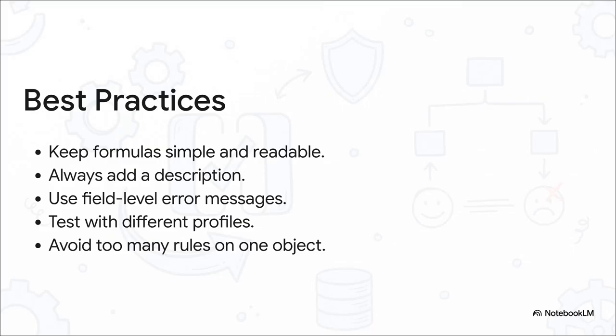First, keep those formulas as simple and readable as you can. Second, and I'm going to say it again, always write a clear description. Trust me. Third, use those field-level error messages to point your users exactly where the problem is. Also, make sure you test your rules with different user profiles to make sure you don't accidentally block someone who shouldn't be blocked. And finally, try not to go crazy. Piling dozens of rules on one object can actually slow things down because Salesforce has to check every single one every time someone hits save.